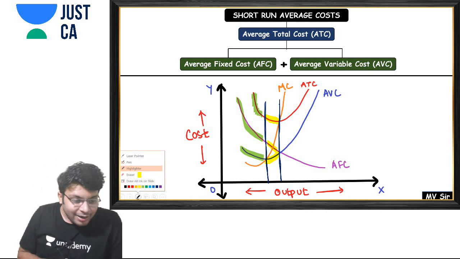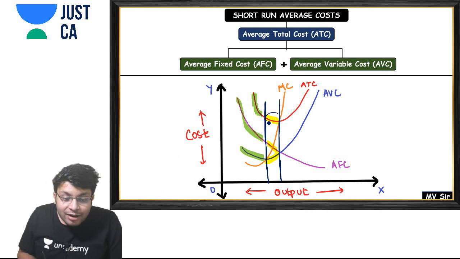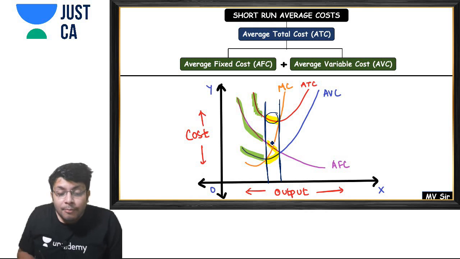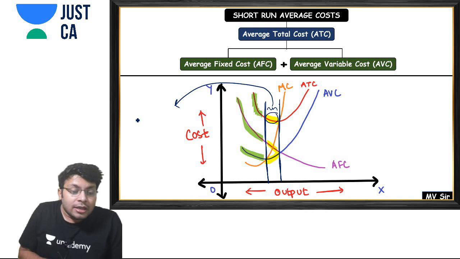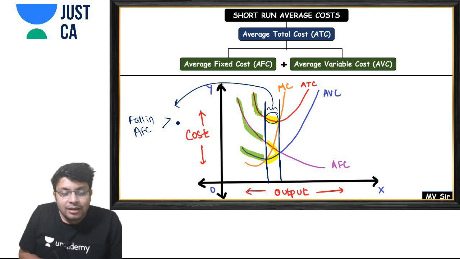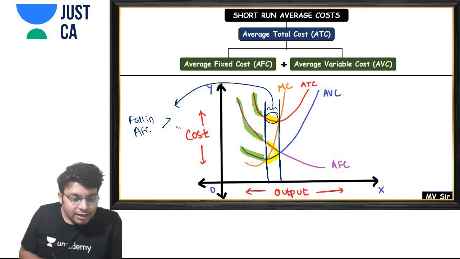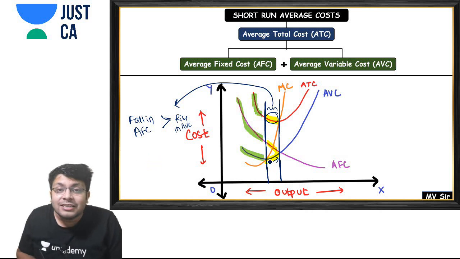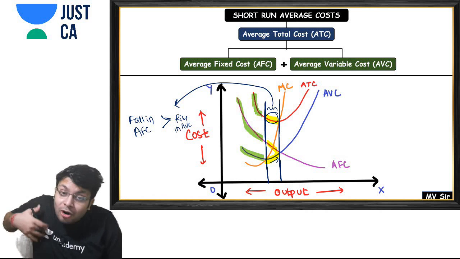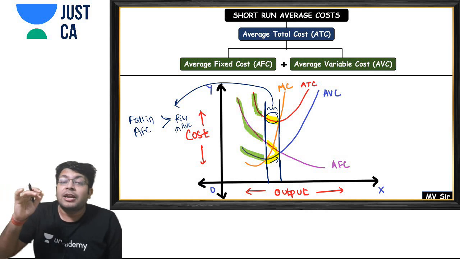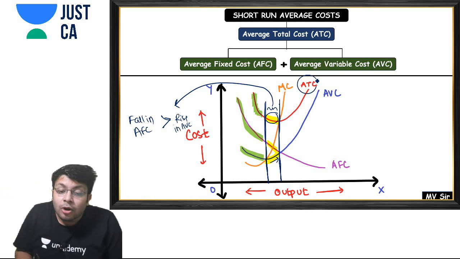So over here, why is your average total cost still decreasing? Because in these outputs, the fall in average fixed cost is greater than the rise in average variable cost. Your average variable cost has started increasing, but the fall in average fixed cost is more than the rise in average variable cost. That is why your average total cost is still decreasing.